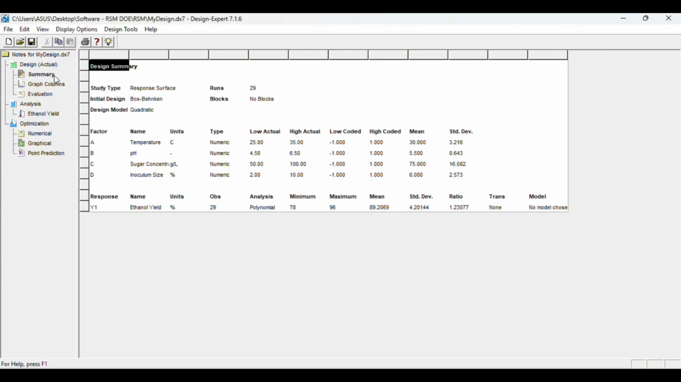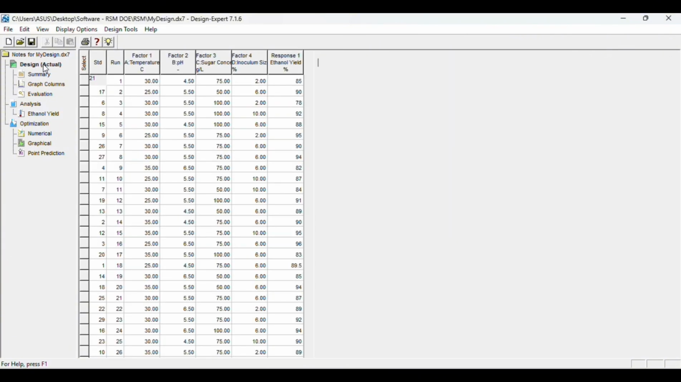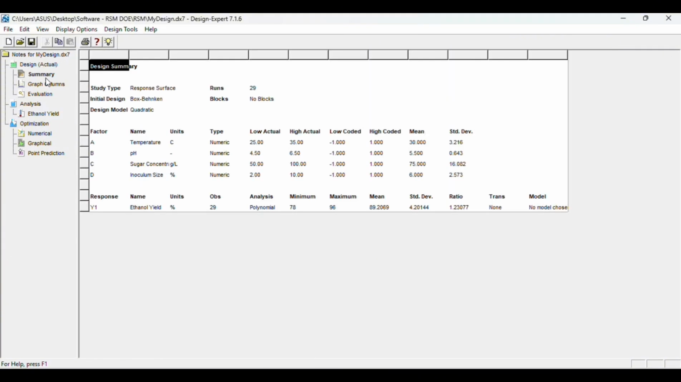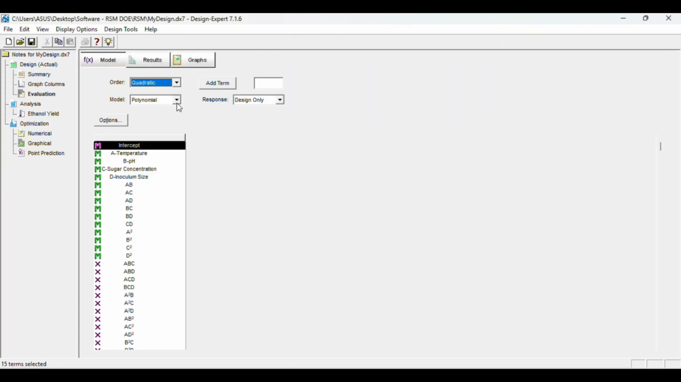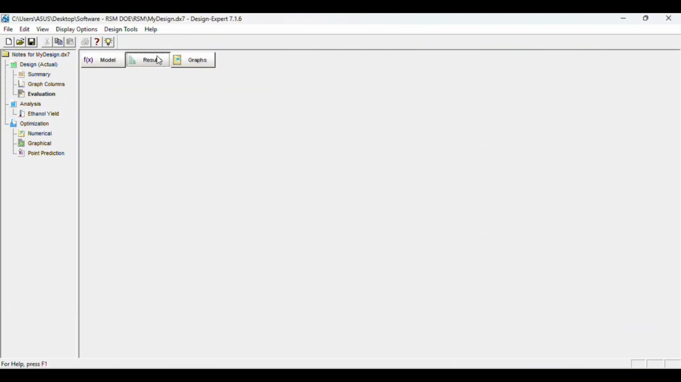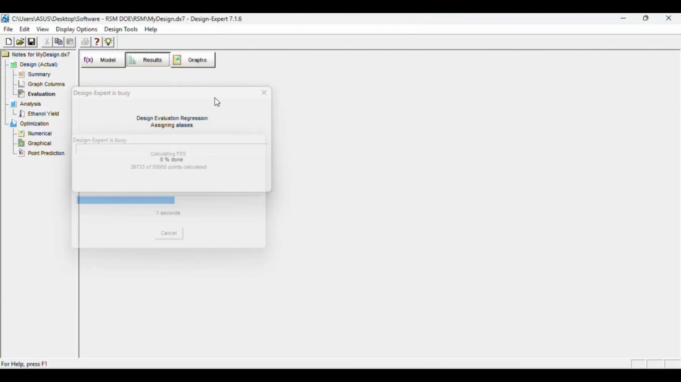So this is the summary. As we can see, the study type is response surface, and the runs are 29, the blocks, and the initial design is Box-Behnken and the design model is quadratic. We also can see the standard deviation for each factor. And then we can see the graph, which the x-axis is temperature and the y-axis is yield. Then for the model, we use quadratic.